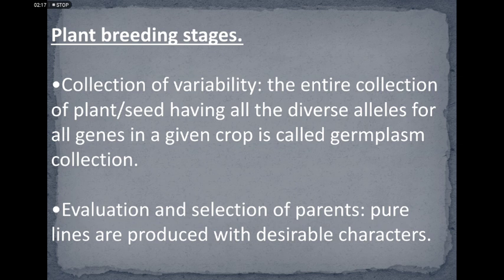Then we move to the next stage, that is evaluation and selection of parents. Here, pure lines are produced with desirable characters. That means here we implement the technology that is inbreeding, that we mentioned earlier. Gregor Johann Mendel produced pure breeds through inbreeding. Here also we produce pure breeding through that technology.